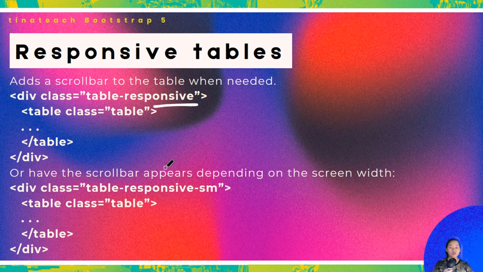But if you want to have the scroll bar appear depending on the screen width, you can type in table-responsive-sm for small. You can do md for medium, xl for extra large, and xxl for extra extra large. Okay, you see what I'm getting at here, right?